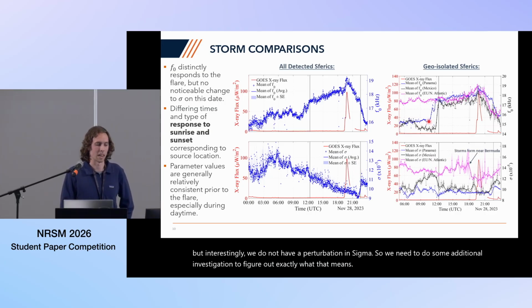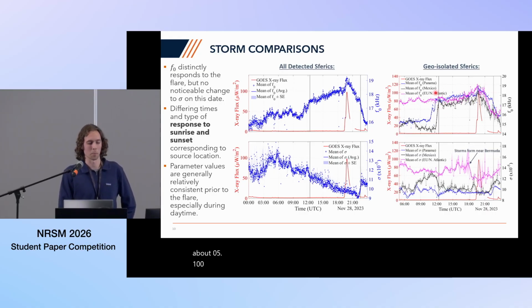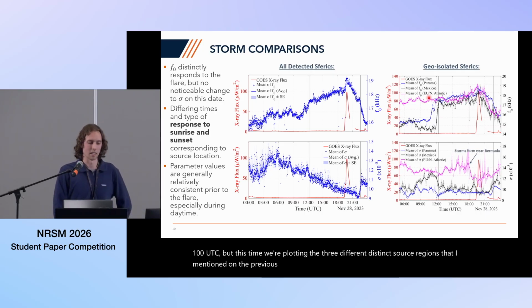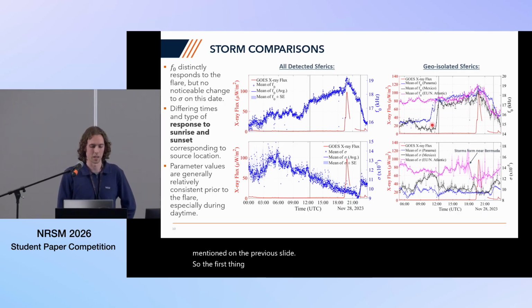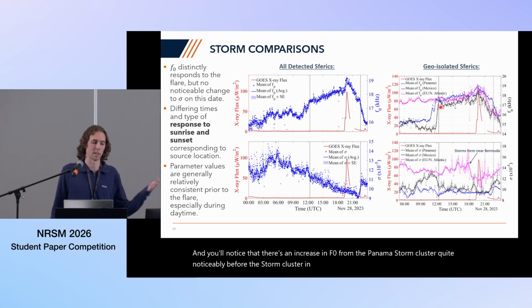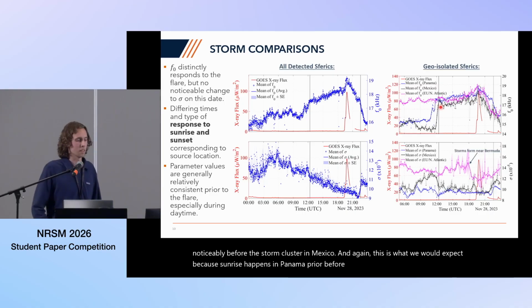But over on this side, we're now plotting the same thing, zoomed in starting about 0500 UTC, but this time we're plotting the three different distinct source regions that I mentioned on the previous slide. So the first thing I want to point out is that there are these very sharp increases in F0 right here, and you'll notice that there's an increase in F0 from the Panama storm cluster quite noticeably before the storm cluster in Mexico. And again, this is what we would expect because sunrise happens in Panama before it happens in Mexico.